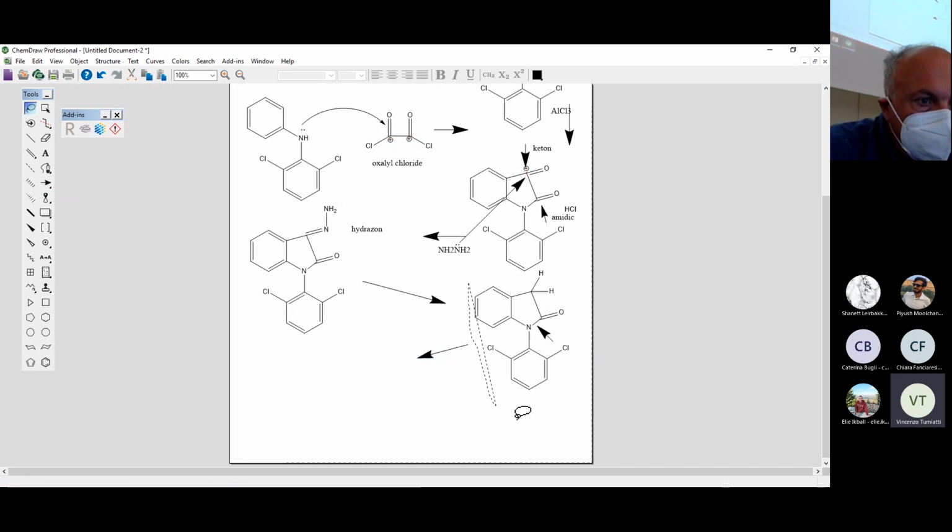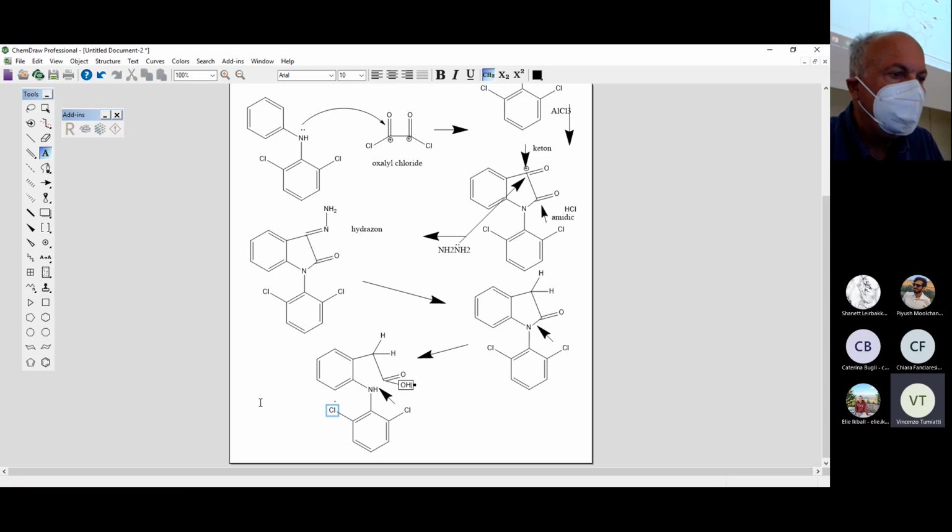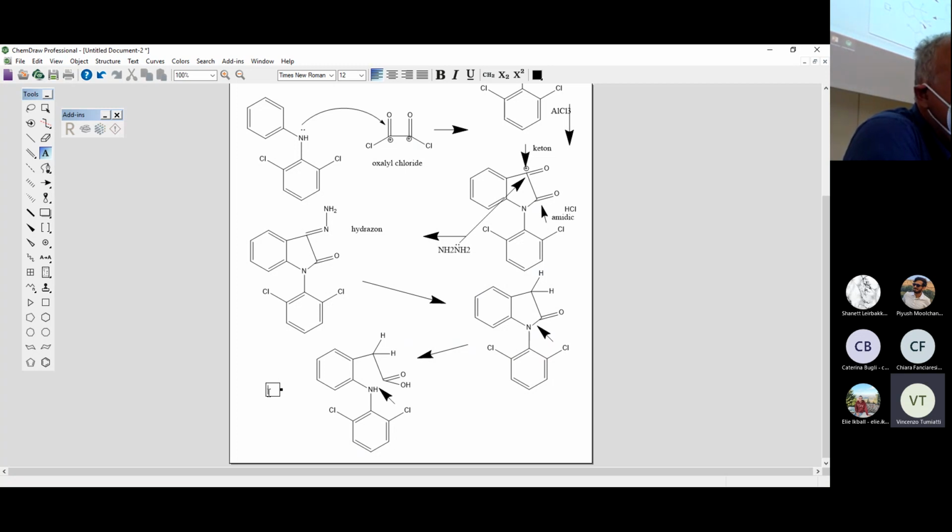So here, we can have this type of reaction with the formation of the acidic group, of the carboxyl group. And this is diclofenac.